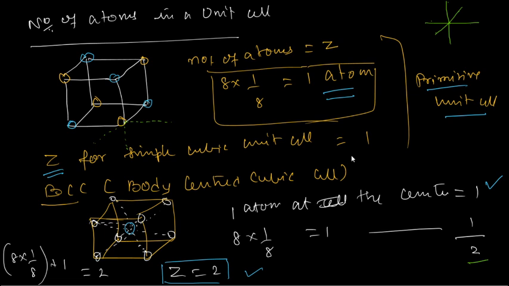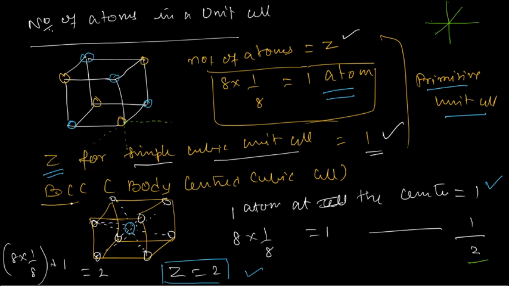Number of atoms in a unit cell. Let us consider a simple cubic crystal or cell. The number of atoms is given by Z. There are 8 corners, with 8 atoms, and each is shared by 8 adjacent cells. So 8 into 1 by 8 is equal to 1 atom. So the number of atoms for a simple cubic unit cell is only 1.